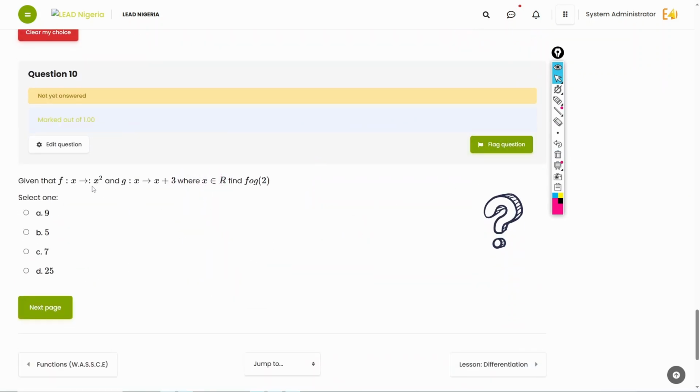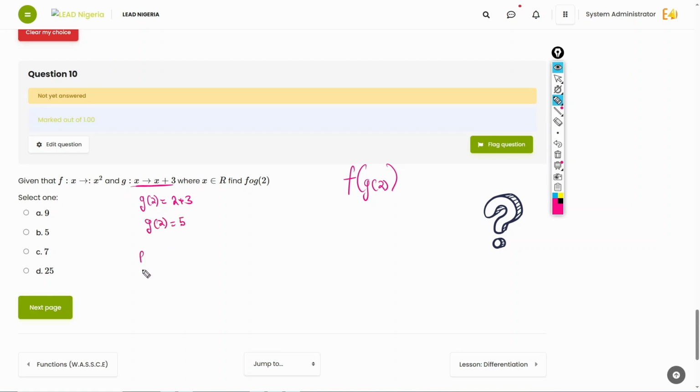Question 10 says f of x is x squared and g of x is that. So find f of g of 2. Okay, good. What I can do is solve for g of 2 first and then plug g of 2 into the f function, so you can actually work with numbers. What's g of 2? G of 2 would be 2 plus 3, going by this. So that means g of 2 is 5.